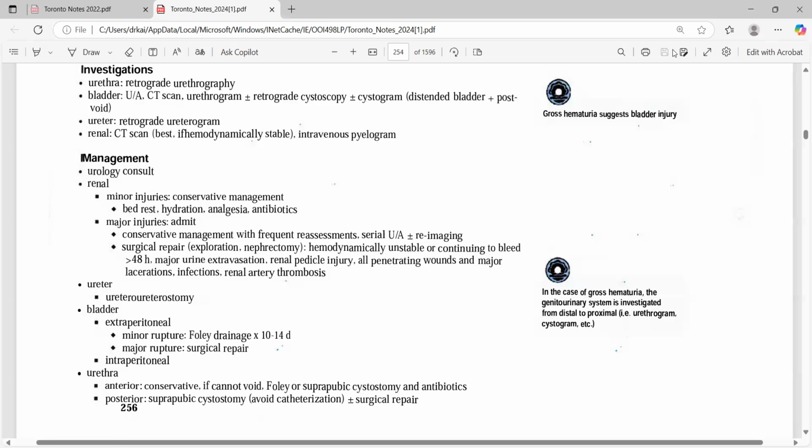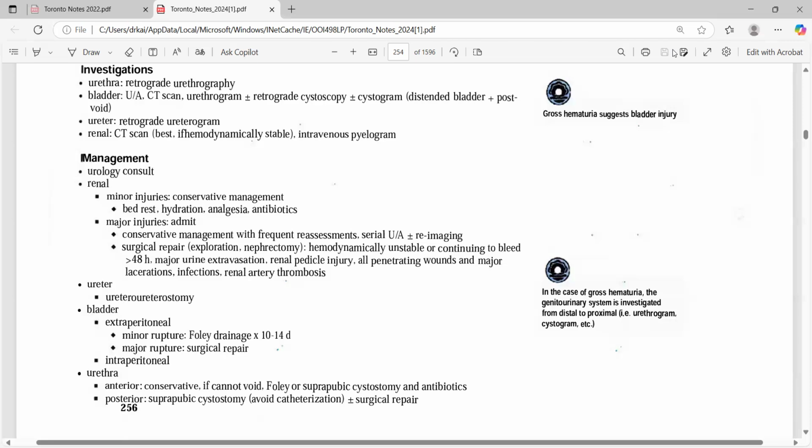Then ureter, we do the ureterostomy. From one ureter, you attach the other ureter. Bladder, extraperitoneal, the minor and the major. Minor is basically Foley's drainage; we put it and then take it out. Then the major rupture is basically surgical repair, same for intraperitoneal.